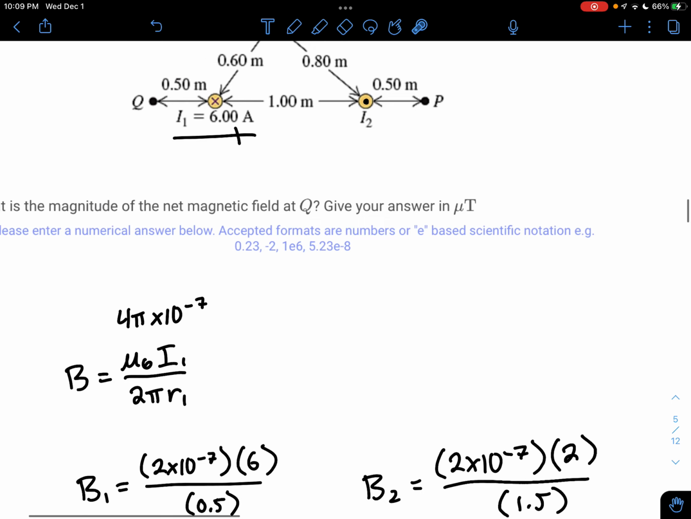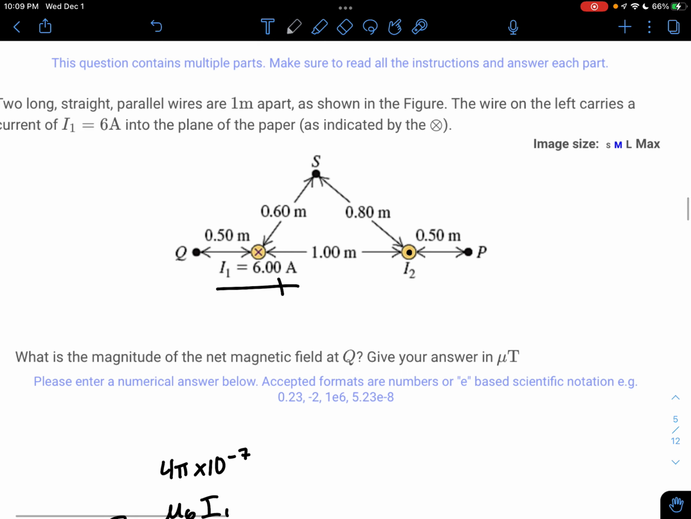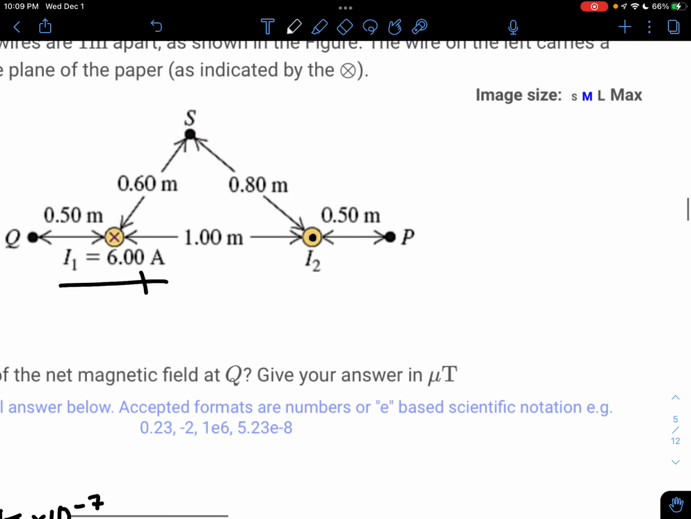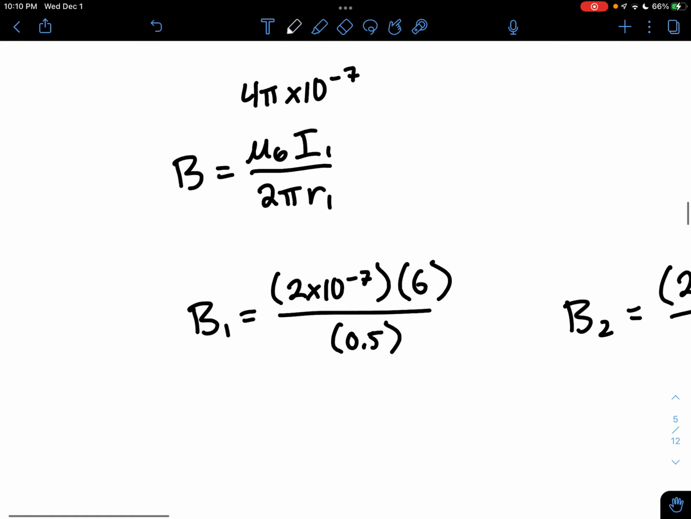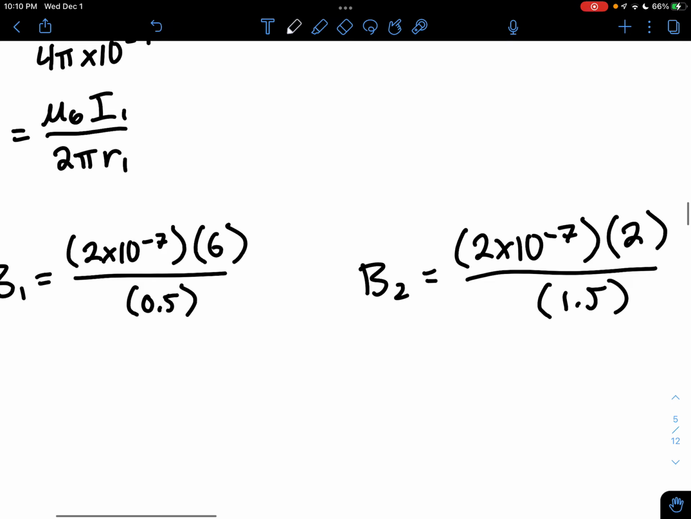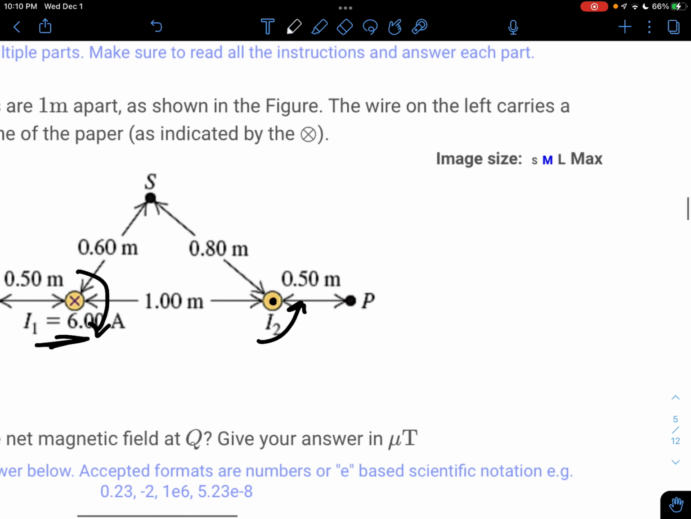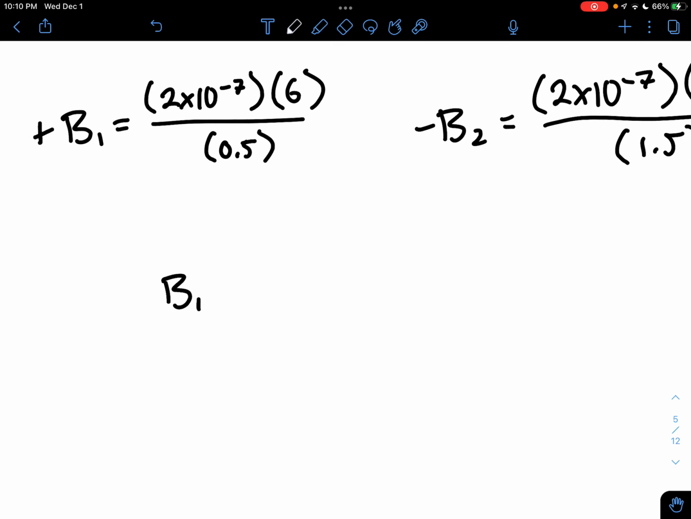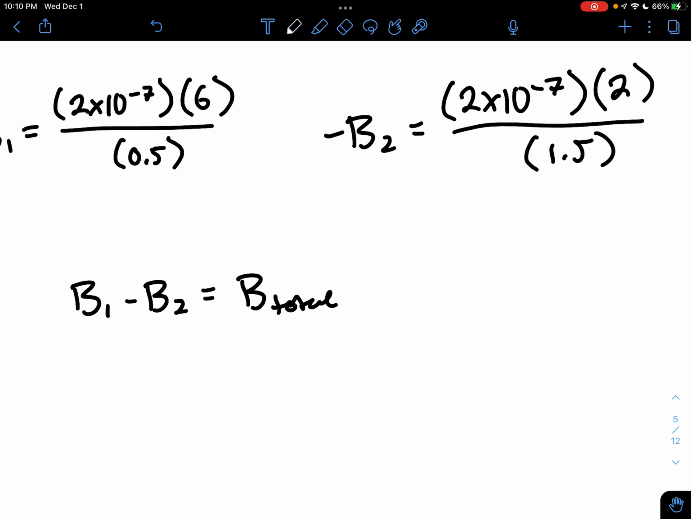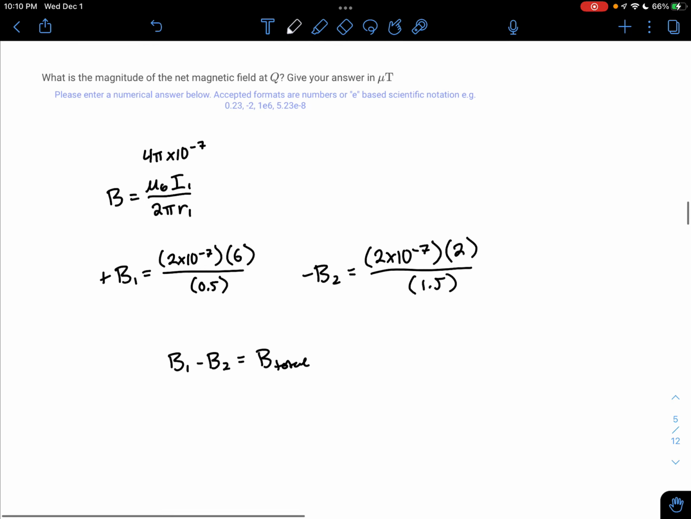B1, B2. Now to get our net magnetic field, we're just going to add them together. But remember we said that this one is going counterclockwise, this one was going clockwise, right? So over here, this one is going to be positive, and this one's going to be negative, because it loops around, goes down there. So it's going to be B1 minus B2, and that's going to give you your B total, your total magnetic field for that one.